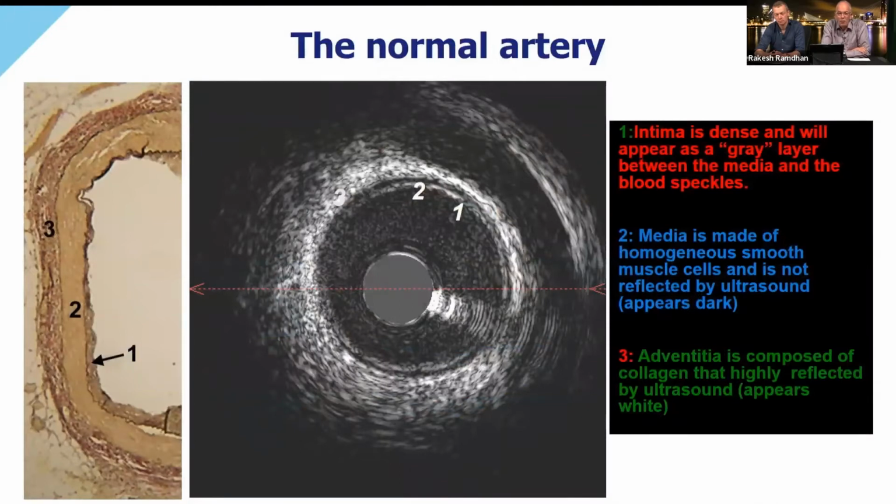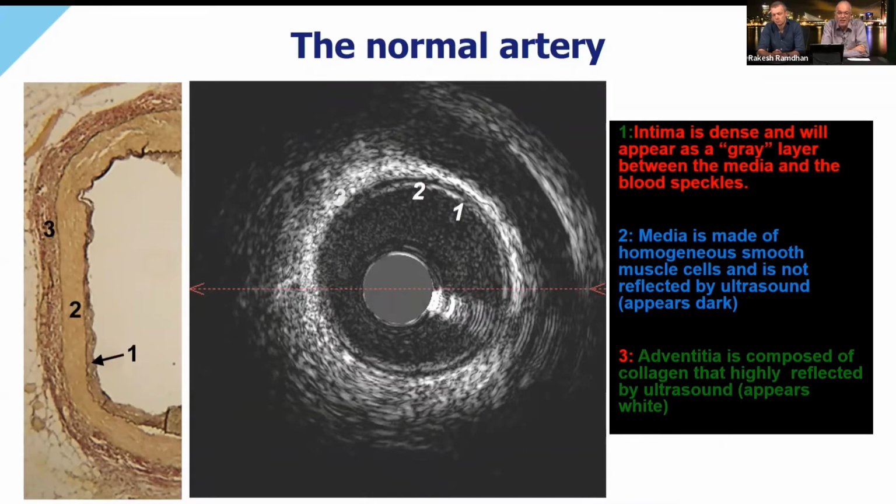We put some histology on the left side, where you can see the intima, the media, and the adventitia. You can appreciate that on the IVUS cross-section in the middle, you see the IVUS catheter, the bright part. What you see at 5 o'clock, that's the guide wire, which is attached to the IVUS catheter. Then the darker area in the middle, that's the lumen.